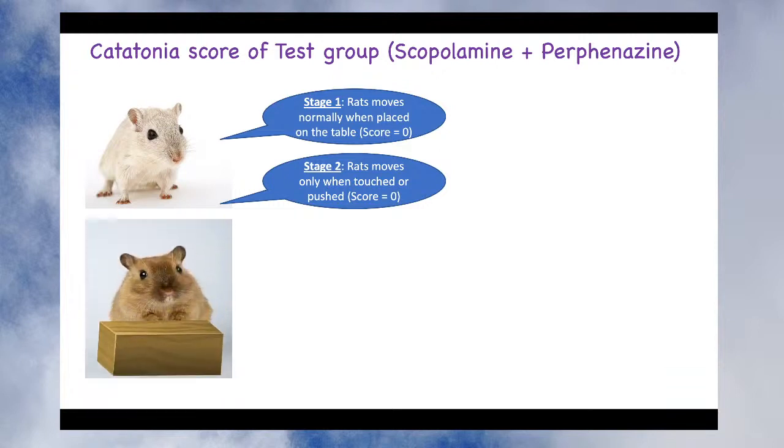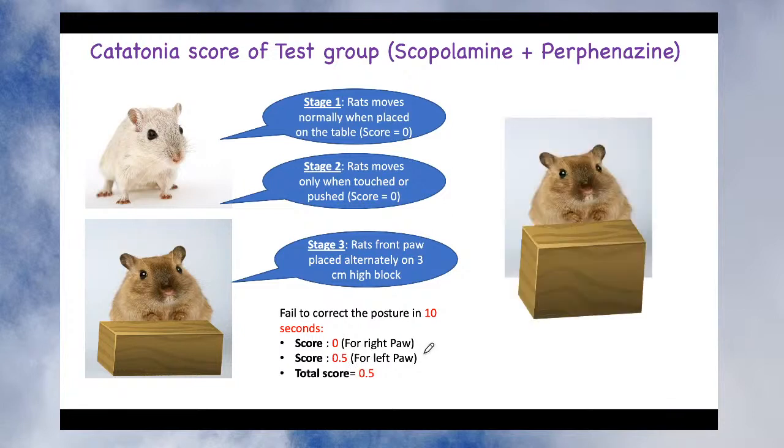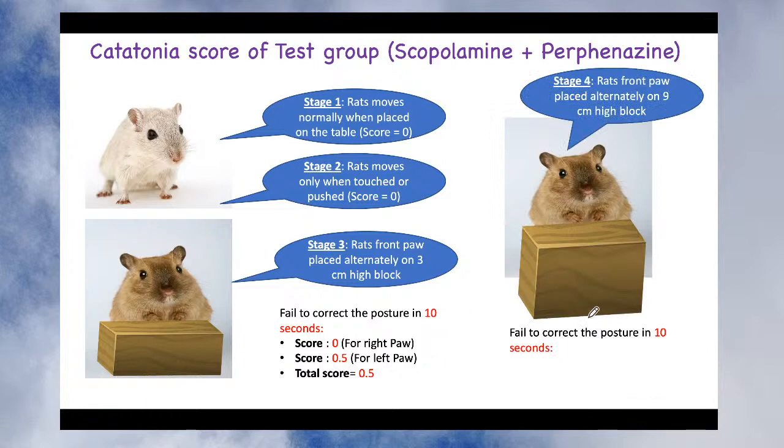When you keep the animal's front paw on the 3 cm high block, you observe that the animal failed to correct the posture in 10 seconds. In the case of the right paw, the animal has corrected the posture, so you have given the score 0. Whereas in the left paw it is observed that the animal failed to correct the posture, so you have given the score 0.5. In stage 4, when you kept the animal's front paw on the 9 cm height block, you observe that the animal is unable to correct the posture for the right paw, so you have given the score 1, but it has corrected the left paw, so you have given the score 0, and the total score here is 1.